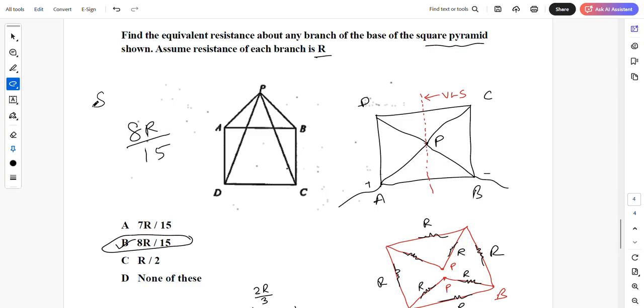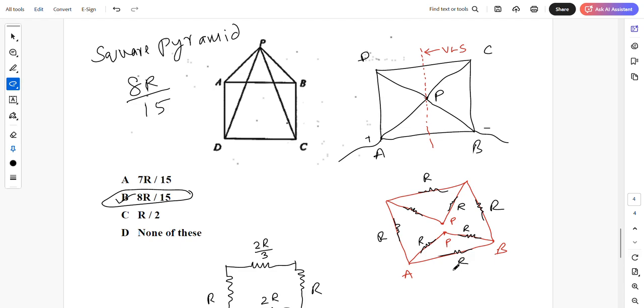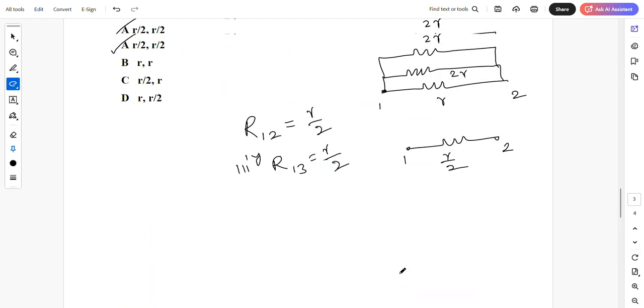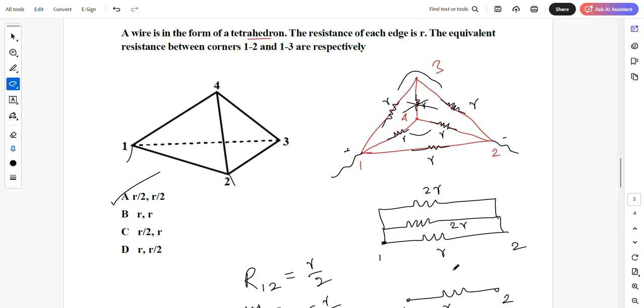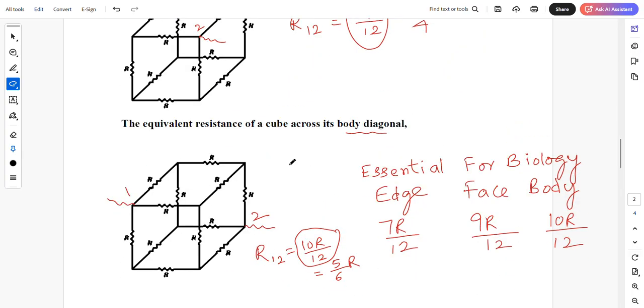In case of a square pyramid, 8R by 15. Now I have shown you clearly how we got 8R by 15. Similarly, in case of a tetrahedron, it is R by 2 between two corners, that is 1 and 2 or 1 and 3 or 2 and 3. Similarly, in case of a cube, remember this, essential for bio: edge, face, body. Edge is 7R by 12, the denominator is the same. Instead of writing 8, you have to write 9 here. This is 7, this is 9, and this is 10R by 12. Later you can simplify.